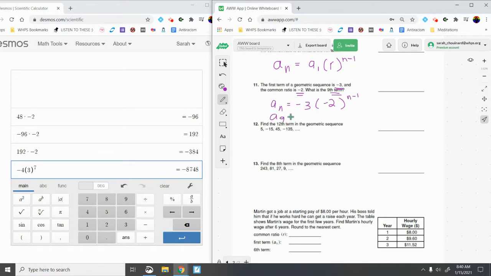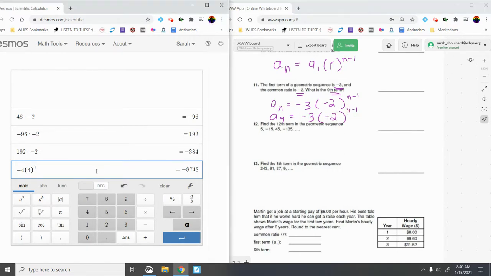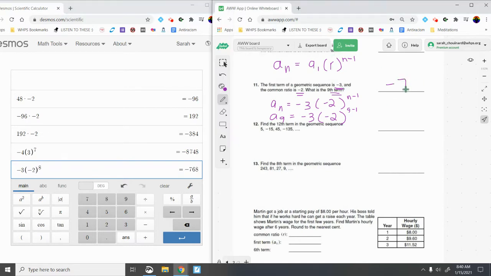So to find the 9th term of the sequence, I'm going to do -3 times -2 to the 9 minus 1 power. So in Desmos, let's type -3 times -2 to the 8th power, since 9 minus 1 is 8. So the 9th term of this sequence is -768.